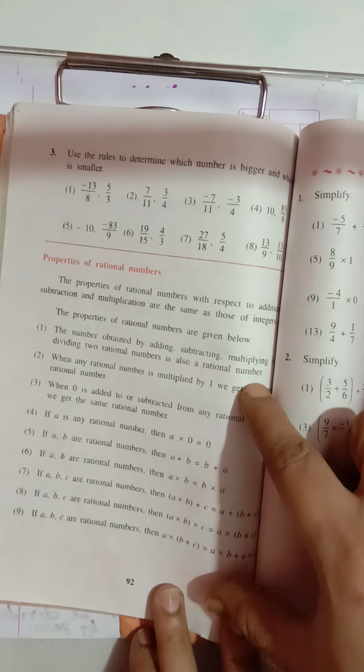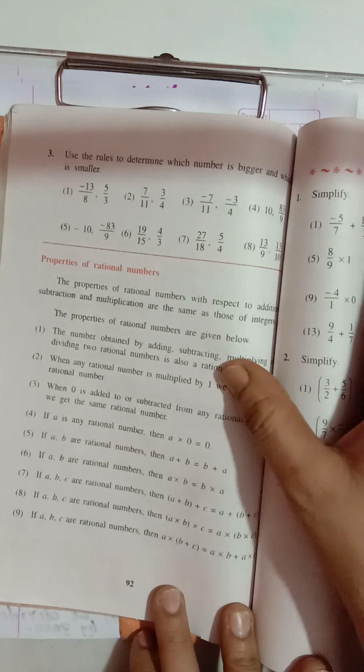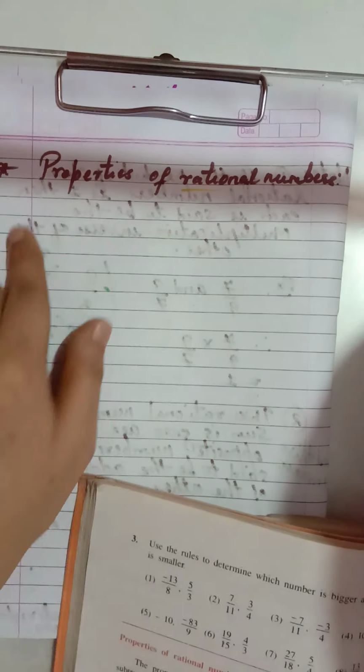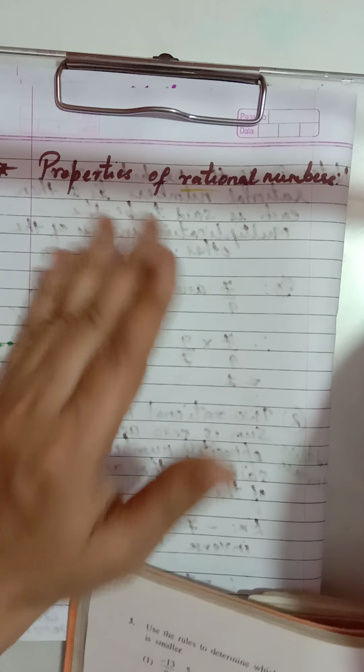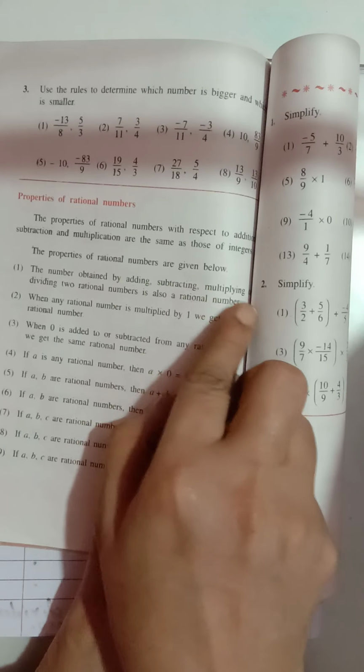Now you just listen to what I am saying. I will be sending the picture. Then you copy it down, one page. I have given the heading, properties of rational numbers, and you will copy that so you can copy it nicely later. But just listen to me: the properties of rational numbers are given below.